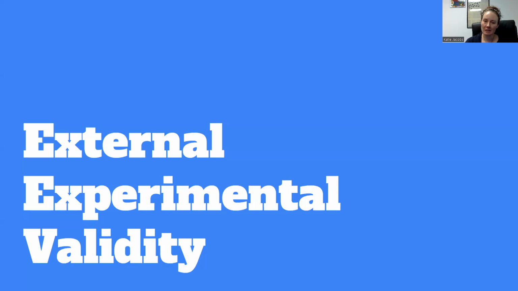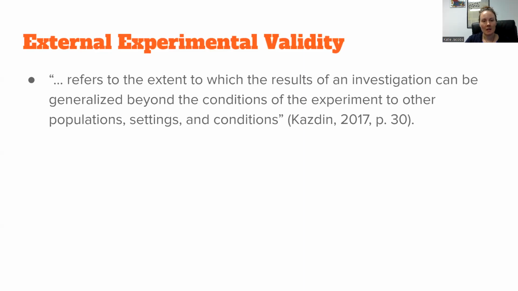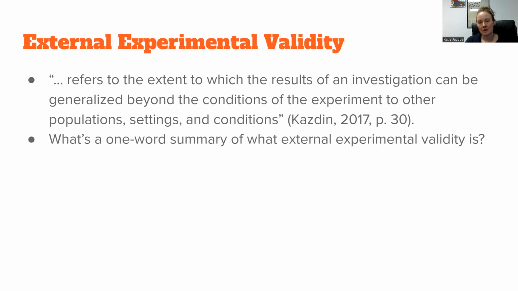So then we have the external experimental validity as well. This refers to the extent to which the results of an investigation can be generalized beyond the conditions of the experiment to other populations, settings, and conditions. So what is a one-word summary of what external experimental validity is? You should have learned about this in your stats class. It would be generalizability.